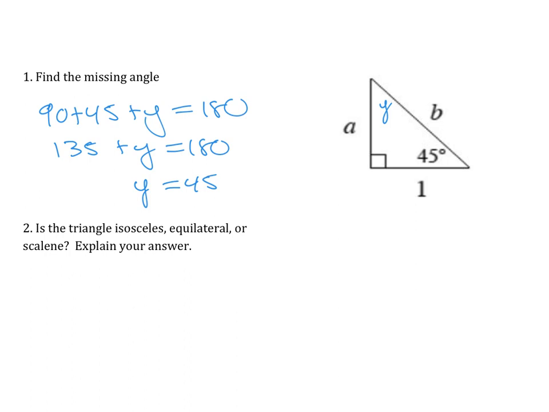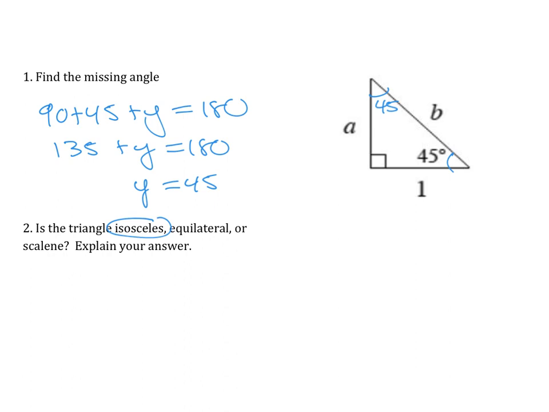So I can go ahead and rewrite this. Instead of being y, we can plug in a 45. Which means that I actually have two congruent angles. And since I have two congruent angles within my triangle, I can identify it as an isosceles triangle. Again, our reasoning is we have two congruent angles within our triangle.